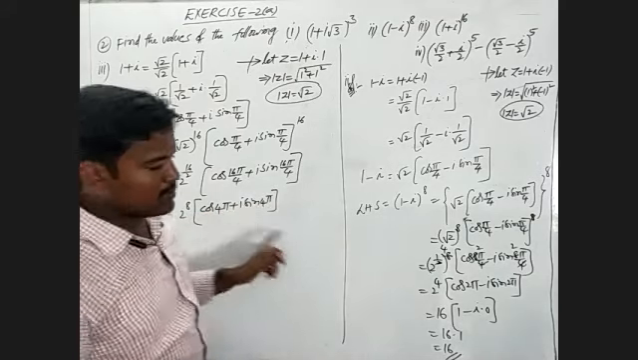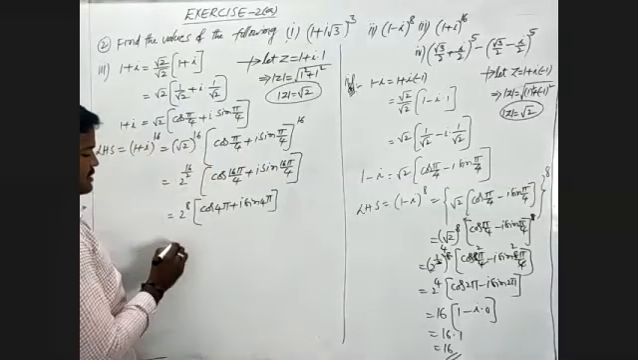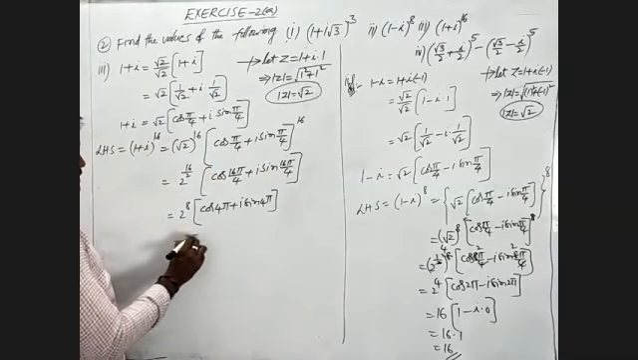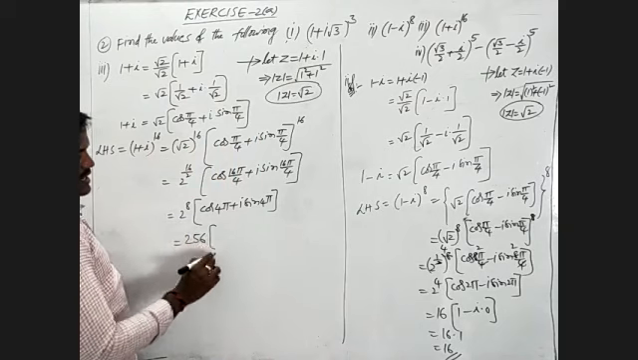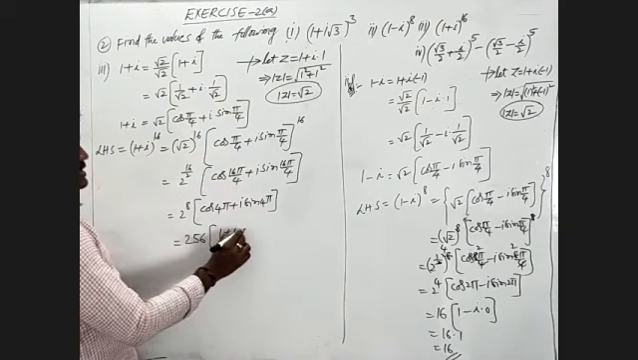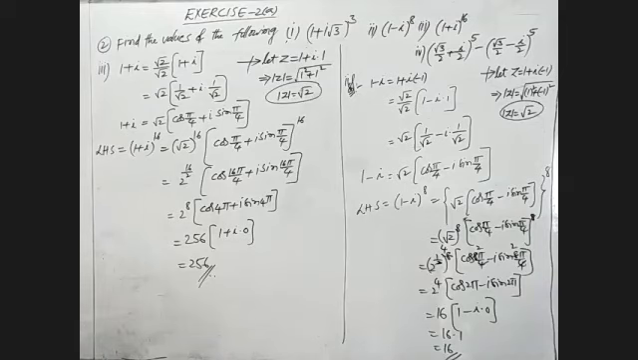4 pi is a multiple of 2 pi. Cos 2 pi is nothing but 1. Sin 2 pi is nothing but 0. 2 power 4 is 16, and 16 into 16 is 256 into 1 plus i into 0. This is the value 256.